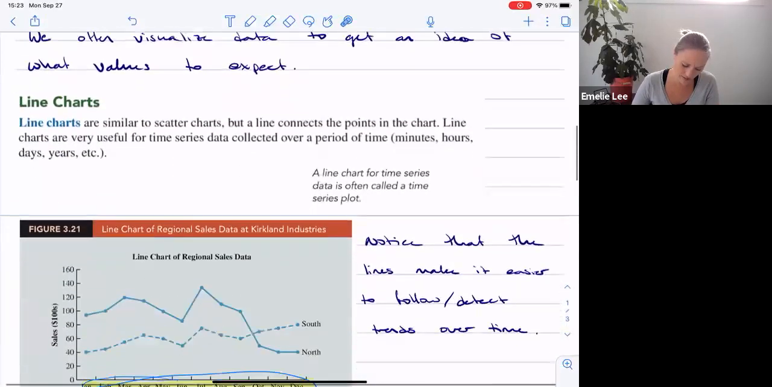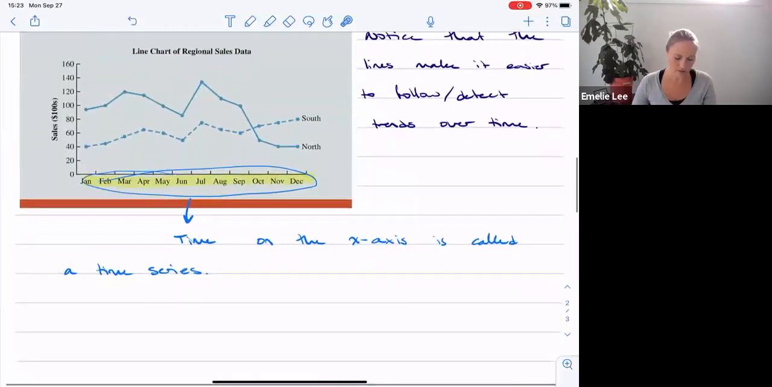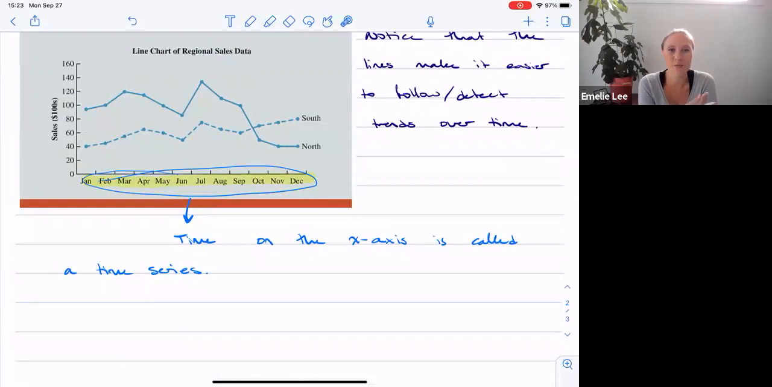All things to consider. Okay, so the special case is when you have a time series, and that's when it would be appropriate for us to draw lines here, because that's when we want to map the trends over time.